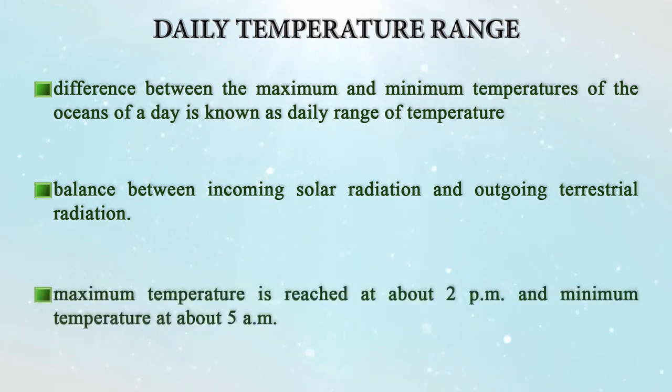Now the maximum temperature is reached at about 2 p.m. and the minimum temperature of the oceans is reached at about 5 a.m. Now the factors affecting the daily ranges of temperature of the oceans are the sky conditions, stability and instability of air, and nature of the sea surface.